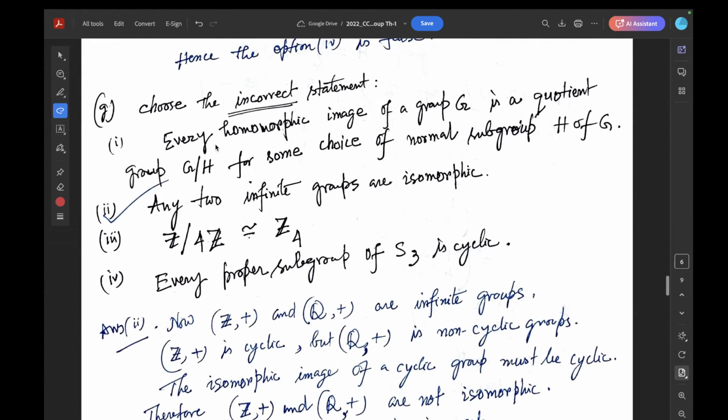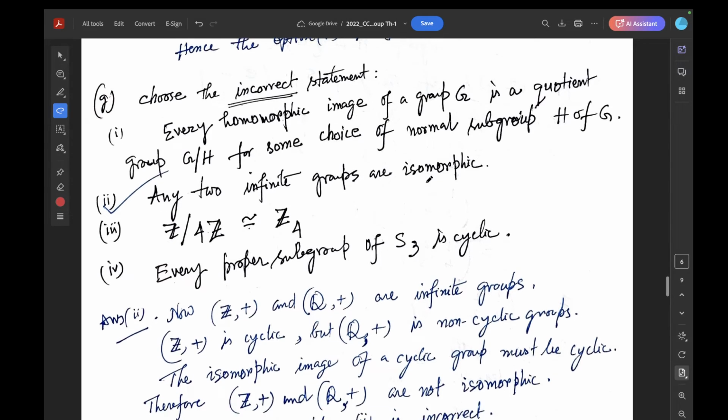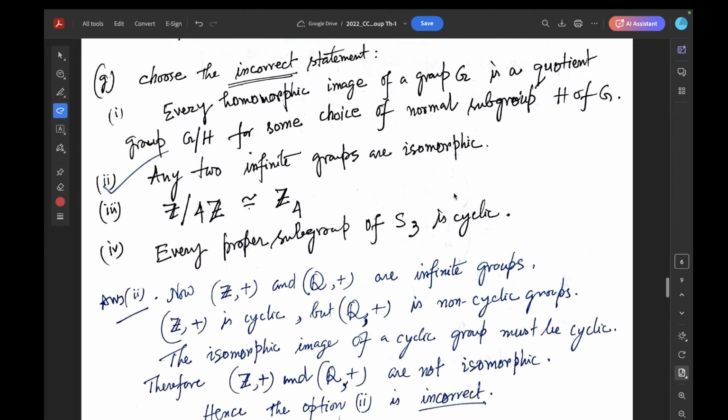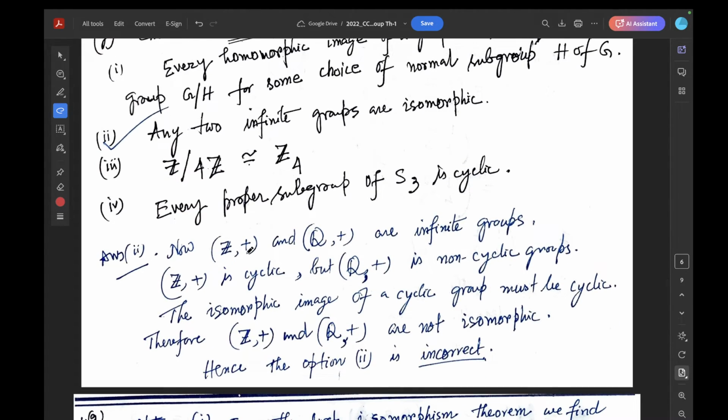Now, the correct option is: any two infinite groups are isomorphic. This is the incorrect statement, because Z plus and Q plus are infinite groups. Z plus is cyclic, but Q plus, where Q is the set of rational numbers and Z is the set of integers, is not cyclic.